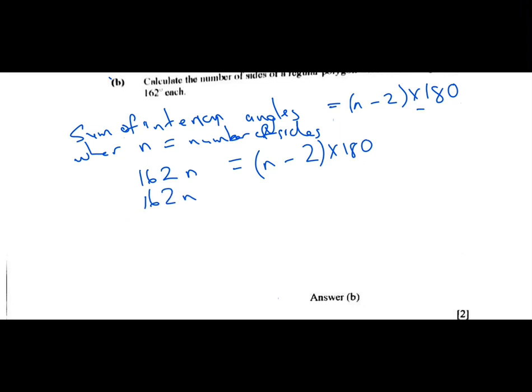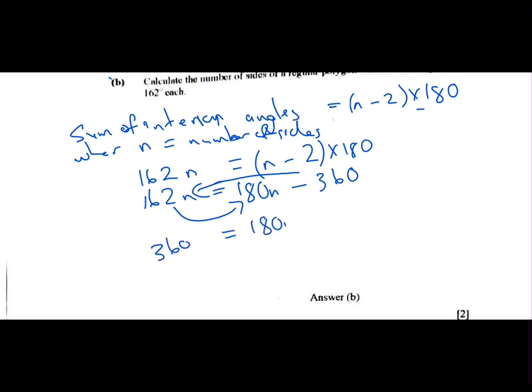We want to make n the subject of the formula, so we expand: 162n is equal to 180n minus 360. Then we rearrange, we take 180n to the left and 162n to the right. When we've done that, our 162n will become negative and our 360 will become positive. So it will read as 360 is equal to 180n minus 162n. 180 minus 162 is equal to 18. So 360 is equal to 18n.